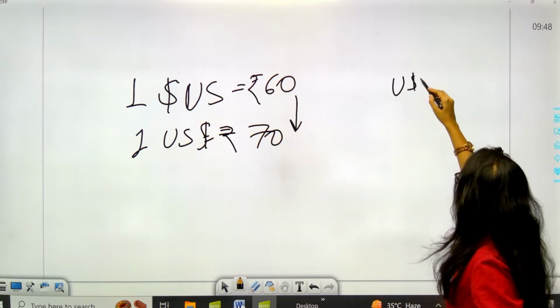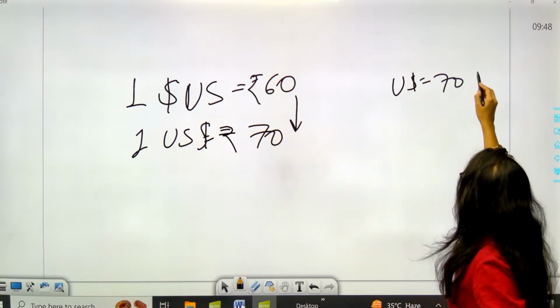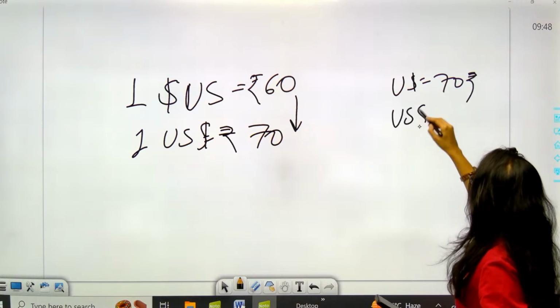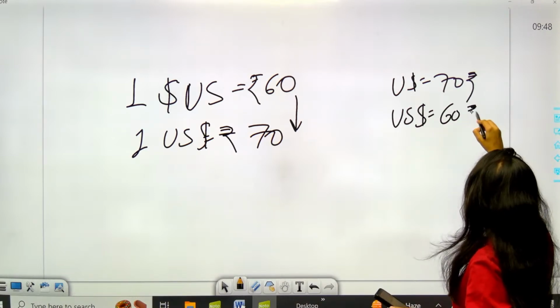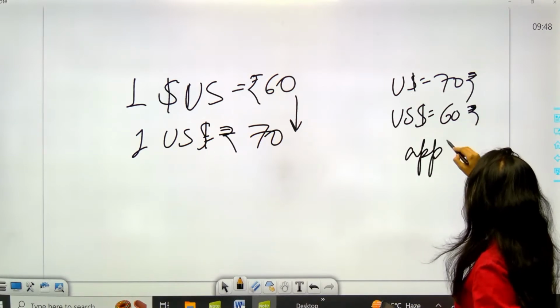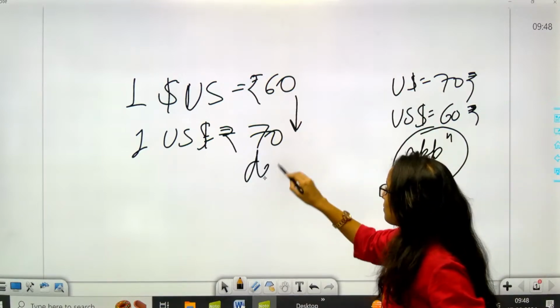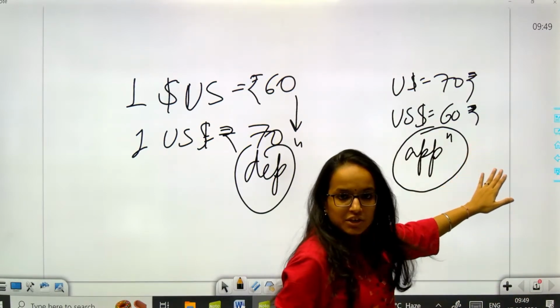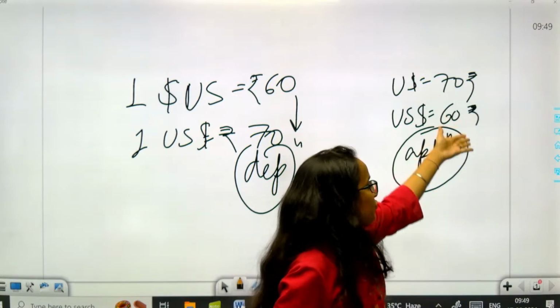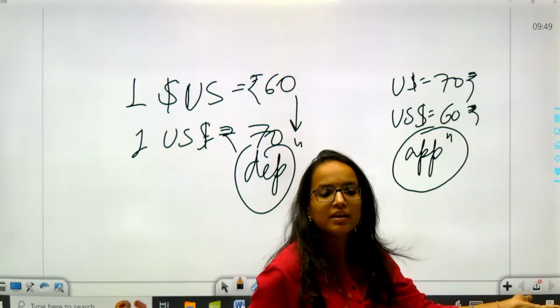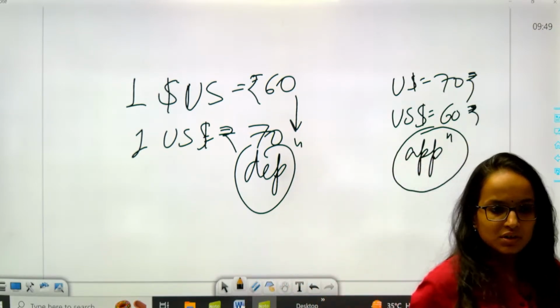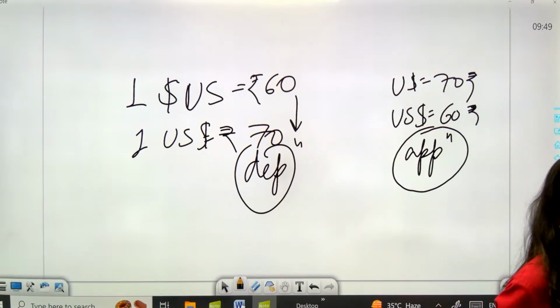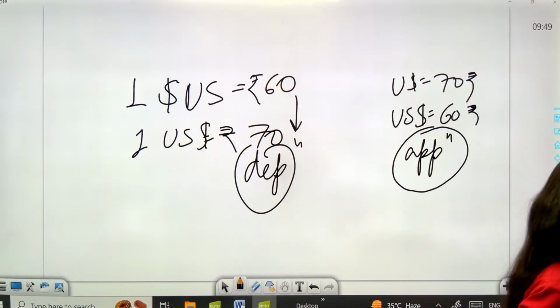Say $1 earlier was 70 rupees, but now $1 is 60 rupees. So this is appreciation and the other is depreciation, isn't it? This is appreciation, agree? You have to give fewer rupees to buy one unit of your foreign currency. In this example, this is the US dollar, appreciation.